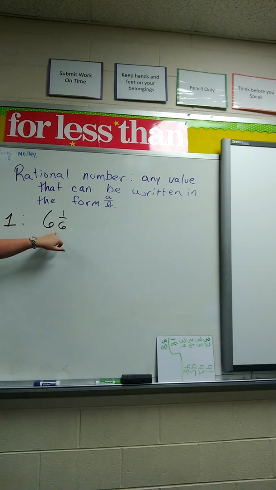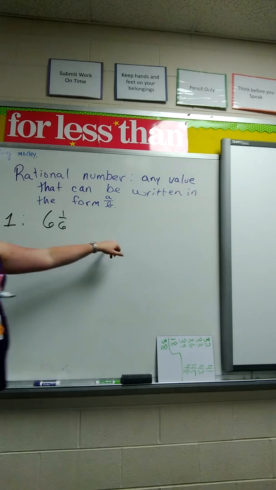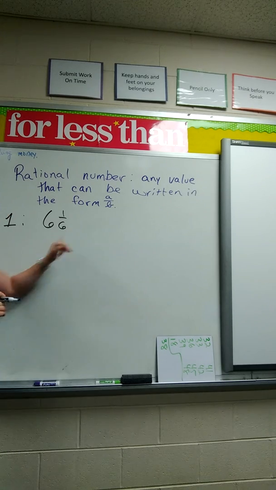How can I convert this to an improper fraction? Because I need to write it in the form of A over B. Yes, sir. Multiply 6 by 2. Okay. And then we do what? And then you add the answer to that to 1. Okay. And then we do what?